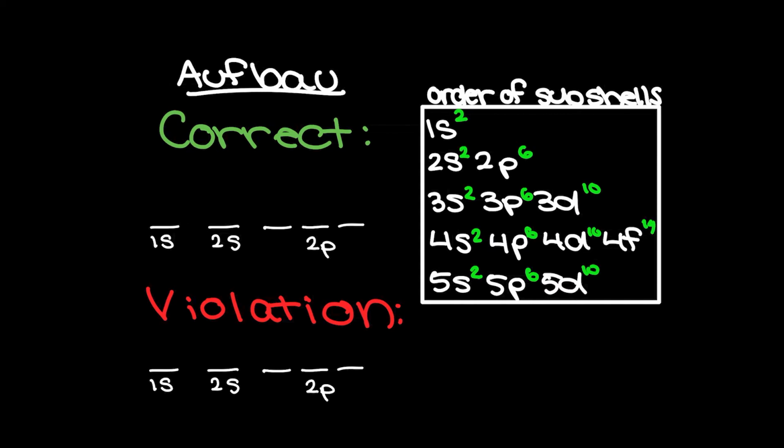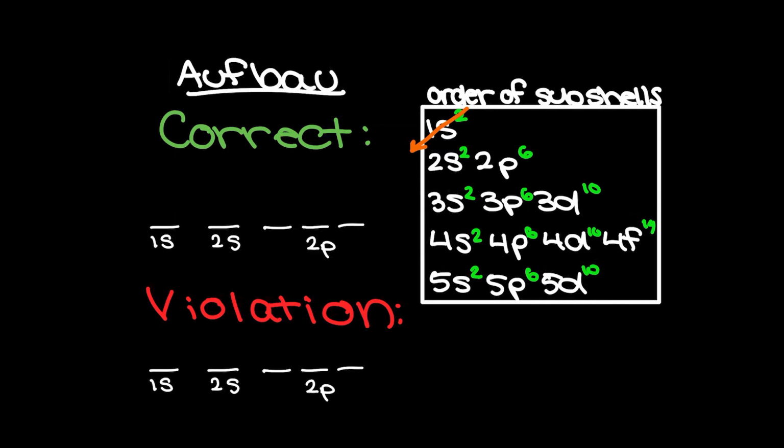Now we can remember the order of the energy levels of these subshells by using the diagram on the right here of the order of the subshells. You can go to my previous video to see how we wrote this out, and it is a very easy way to memorize. So you just draw arrows down like this.